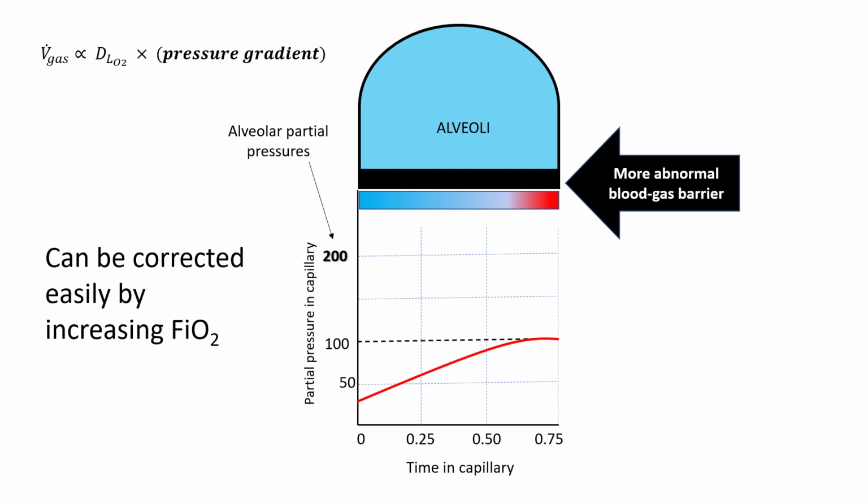This is very simple to correct. As you increase the FiO2, you increase the alveolar partial pressures from 100 to 200. As you increase the pressure gradient, the volume of the gas that is transferred from alveoli to the capillaries will increase, and it will correct the hypoxia.